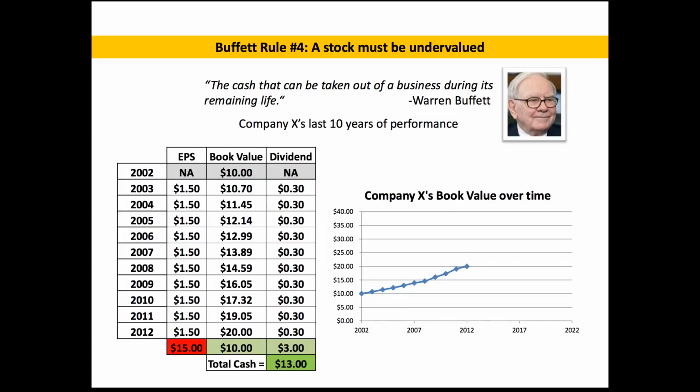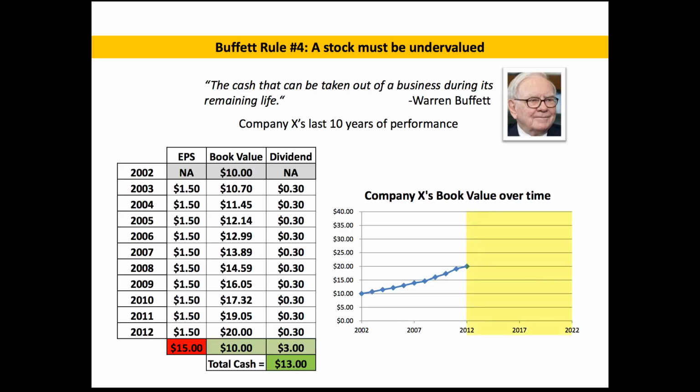So when we plot this, over on the right-hand side, you can see that I plotted the book value from 2002 to 2012. You can see that's a really nice linear-looking graph. And so what we're trying to do when we're trying to figure out the intrinsic value is we have to estimate how this book value is going to grow over the next 10 years.